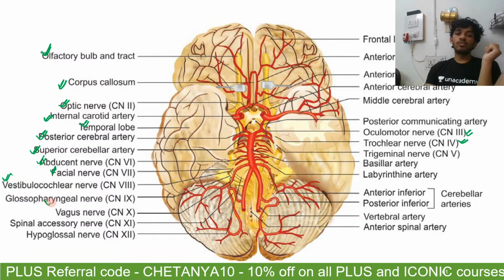The glossopharyngeal nerve, the vagus nerve, and the spinal accessory all come out from the lateral surface of the medulla. The hypoglossal nerve comes from between the pyramid and the olive. Done this brainstem section very clearly.